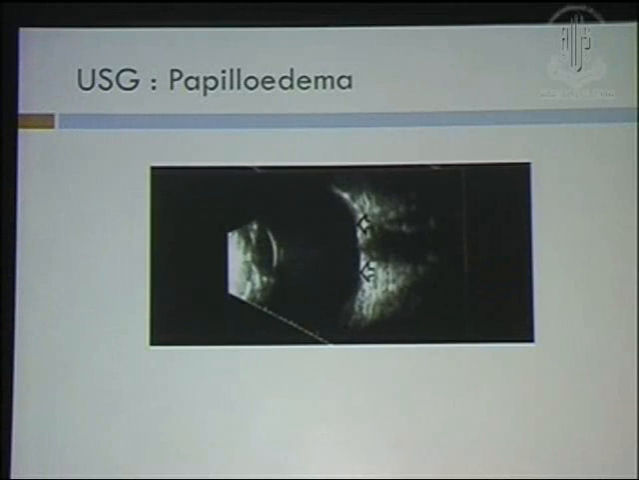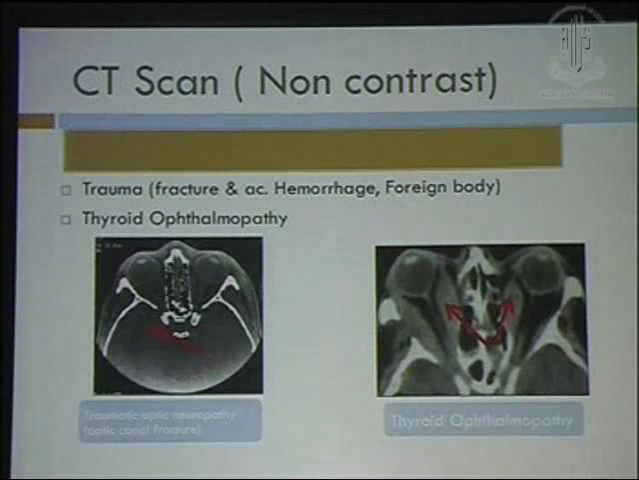In conditions where you have opaque media and you are suspecting papilledema, so you are not able to see the disc. Suppose it was an old patient and the patient had almost a mature cataract and you are not able to see the disc. Probably you can pick up papilledema, the disc edema, on the USG itself, which shows that elevation of the disc is present. The second modality is a CT scan.